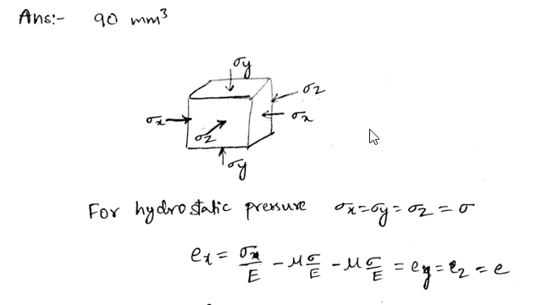on all faces, we'll take sigma x equals sigma y equals sigma z, equals simply sigma. And if you write the expression for strain in x direction, it is sigma x by E minus mu into sigma y by E minus mu into sigma z by E, in general for a body subjected to volumetric stress in all directions. Because sigma x, sigma y, sigma z are the same, we are writing only sigma. And here you may get a doubt about how we write this.